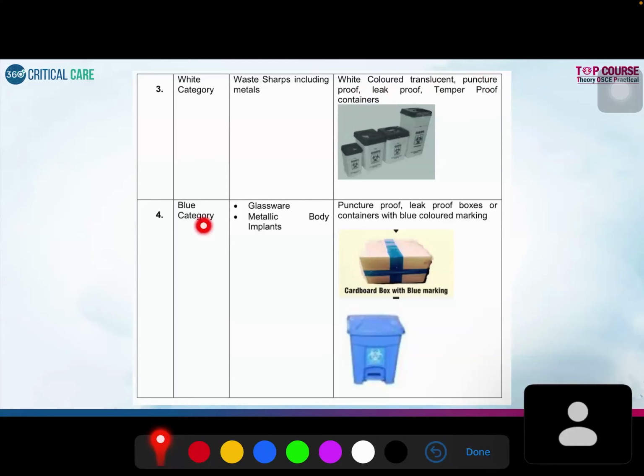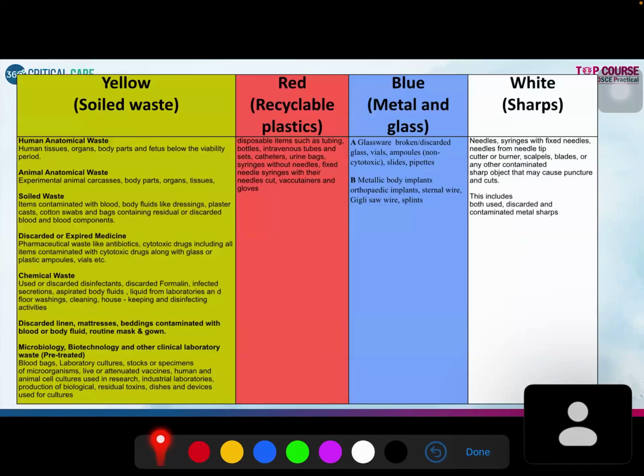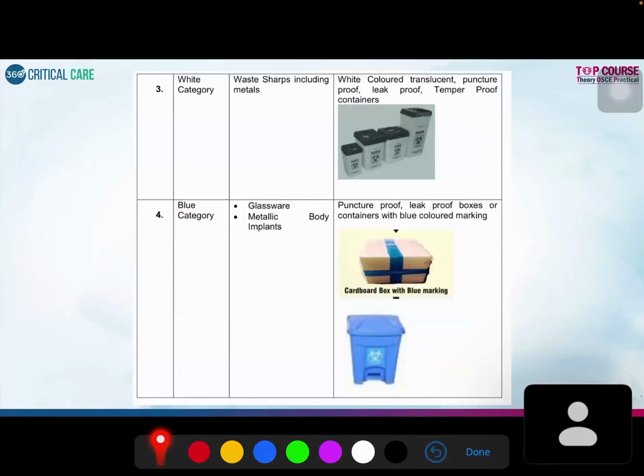The last category is your blue category. Your blue category has A and B. A is glassware, B is metallic. Body implants like your ortho implants, sternal wires, splints. So these also are included in a puncture-proof, leak-proof box, which is marked with a blue color.